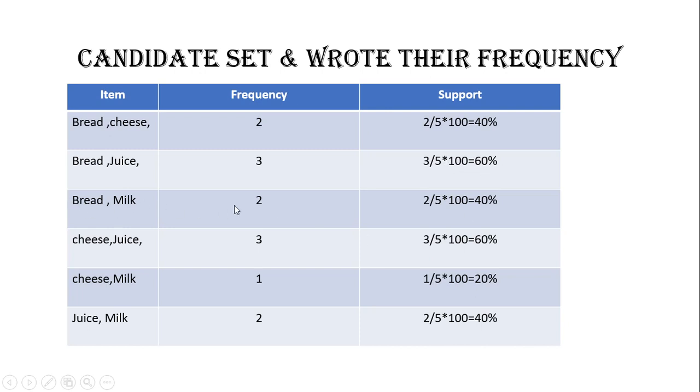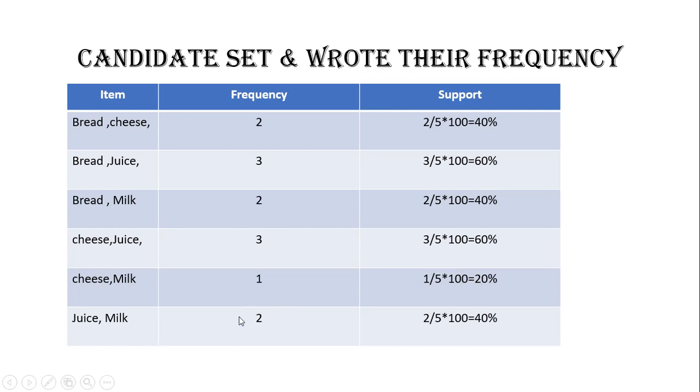Bread and milk will occur 2 times frequency. So 2 by 5 multiplied by 100 is equal to 40%. Cheese and juice will occur 3 times. So 3 by 5 multiplied by 100 is equal to 60%. Cheese and milk will occur only one time. So 1 by 5 multiplied by 100 is equal to 20%.